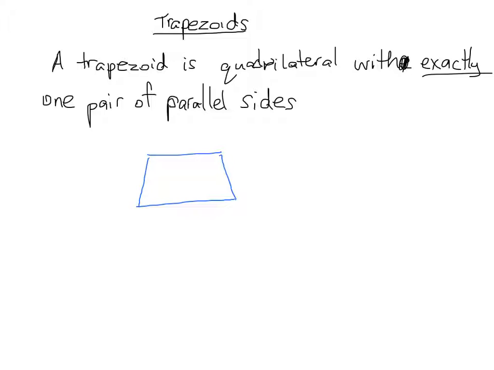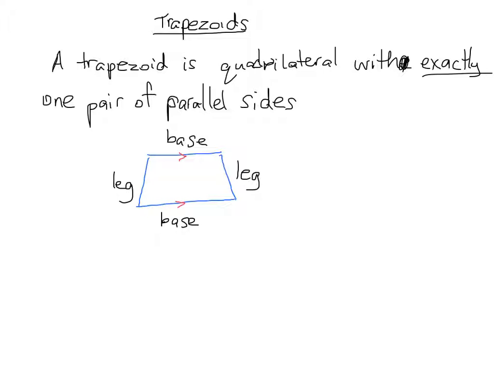So the parallel sides, let's put a marker on them so we know that they are our parallel sides. Our parallel sides are called our bases. So we always have two bases for a trapezoid. We have base 1 and base 2, or we can just call them each base. And the non-parallel sides are called our legs. So we have two legs as well. Two legs, two bases. We also have base angles.